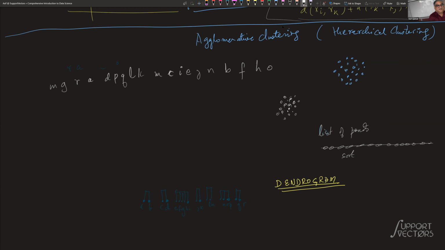So suppose you have this list of points in your data. What you do is you arbitrarily pick A. Is this visible, or should I redraw it in brighter colors?